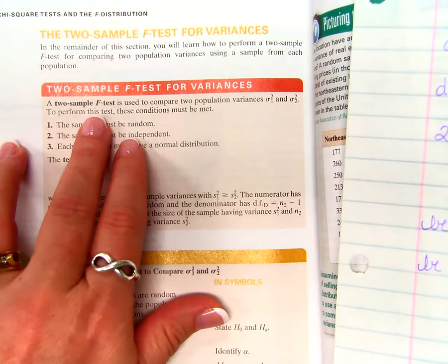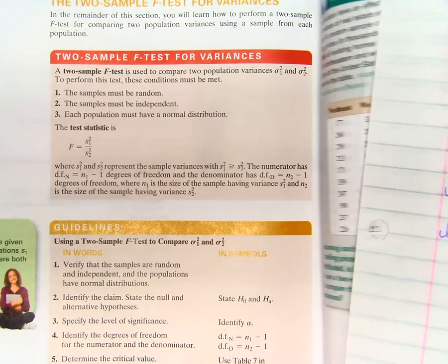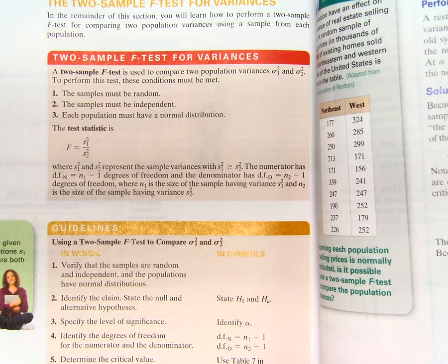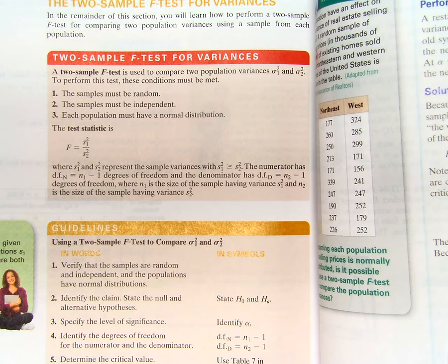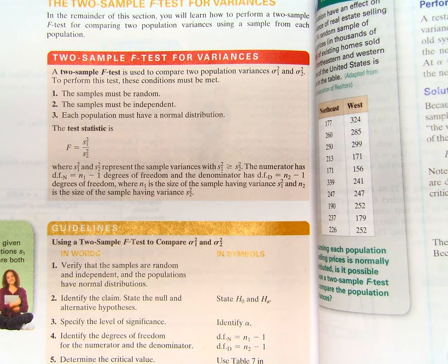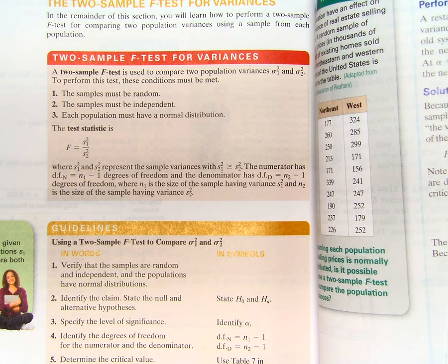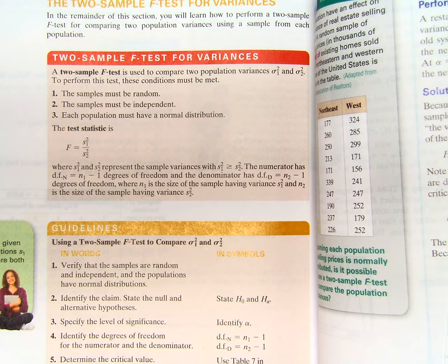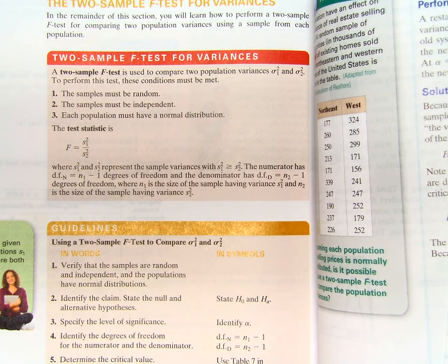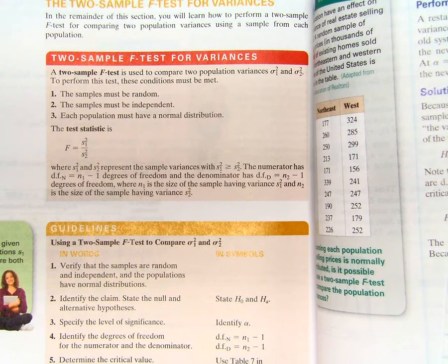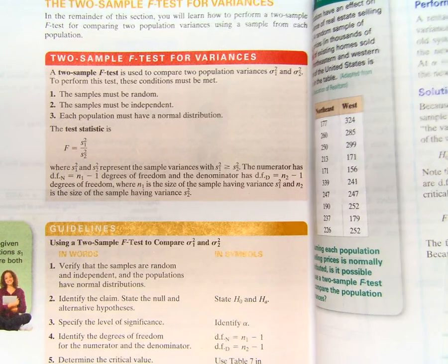Two sample F tests. Okay, two sample F tests is used to compare the population variances in obviously two samples. That's what's called the two sample F tests. Okay, but before you can even perform this test, you have to make sure 3 things are true. First of all, the samples have to be random, the samples have to be independent of each other, and each population must have a normal distribution.